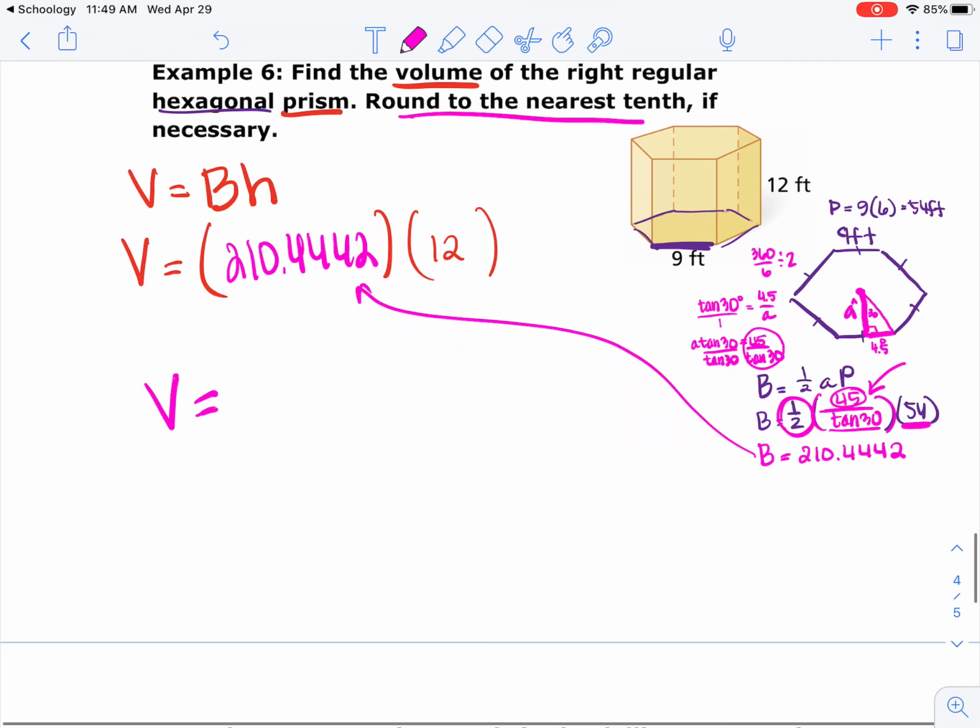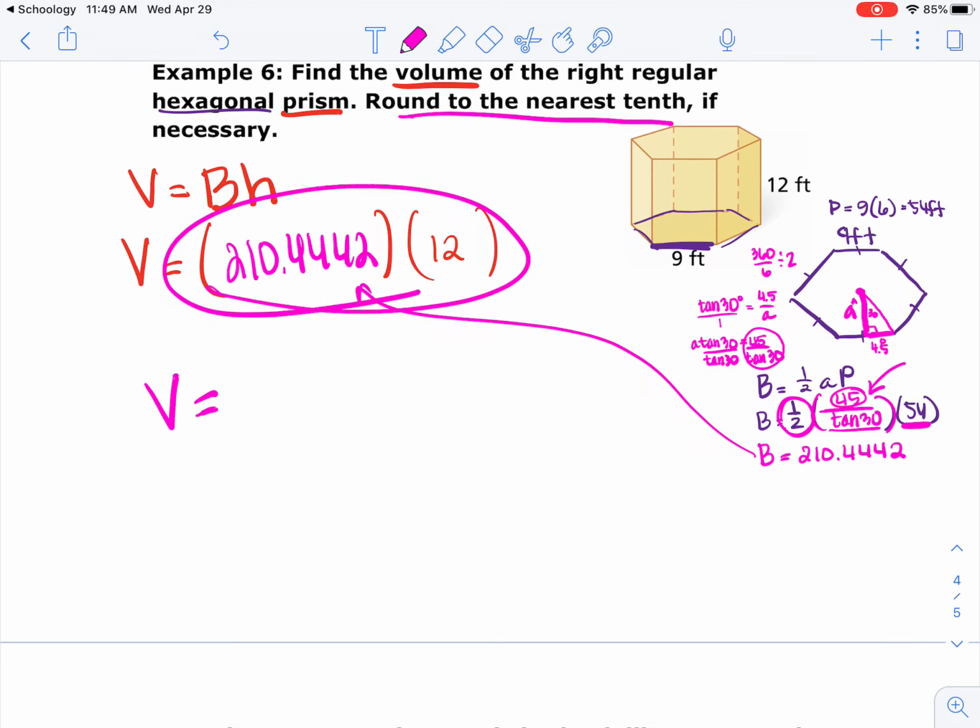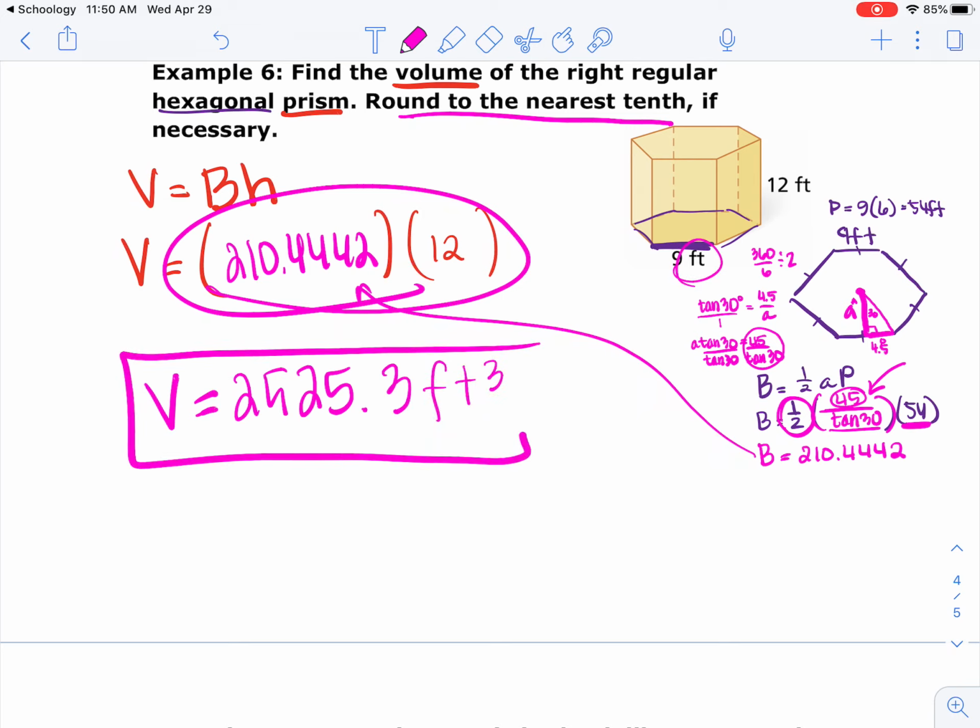My final answer says round to the nearest tenth. So I'm going to put this in my calculator and I'll round that answer to the nearest tenth. You get 2525.3, and then my unit was feet. This is volume, so cubed.